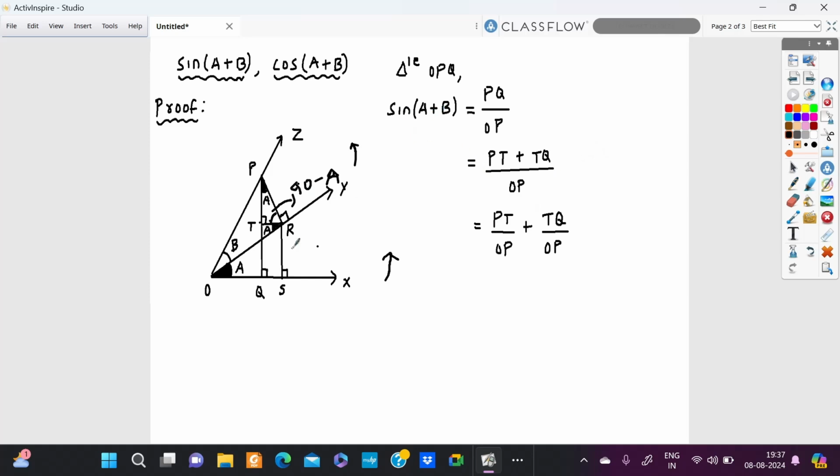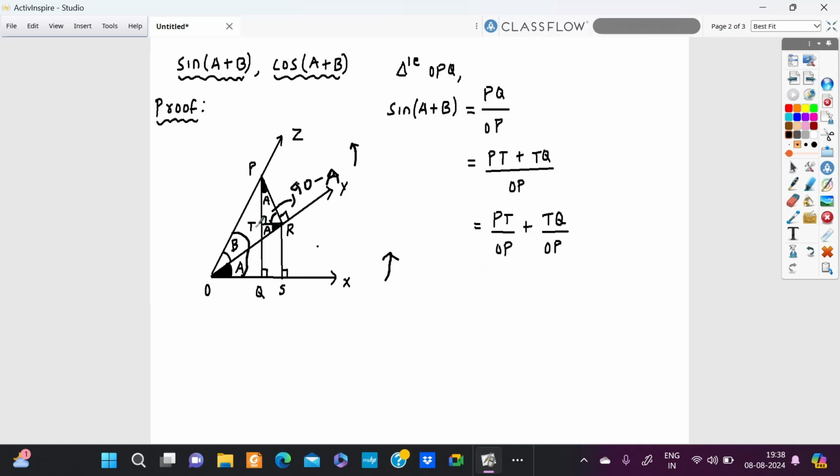Now sin(A+B): I consider this right-angle triangle OPQ, and A plus B is this angle, which becomes my given angle now. We know how to define sine of a given angle: opposite over hypotenuse. Opposite here is PQ and the hypotenuse here is OP. I hope you are familiar with defining trigonometric ratios. Now this PQ can be written as PT plus TQ, divided by OP. I split the numerator and write this as PT over OP plus TQ over OP.